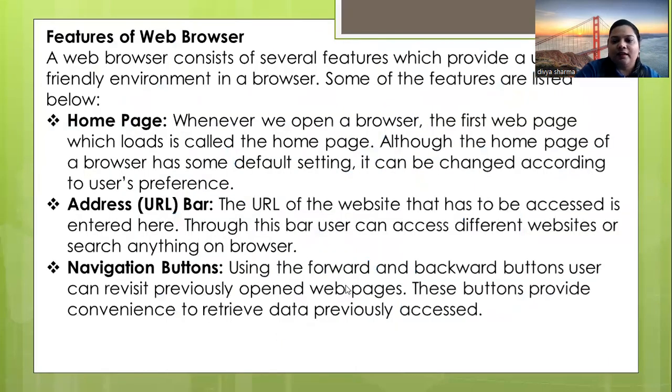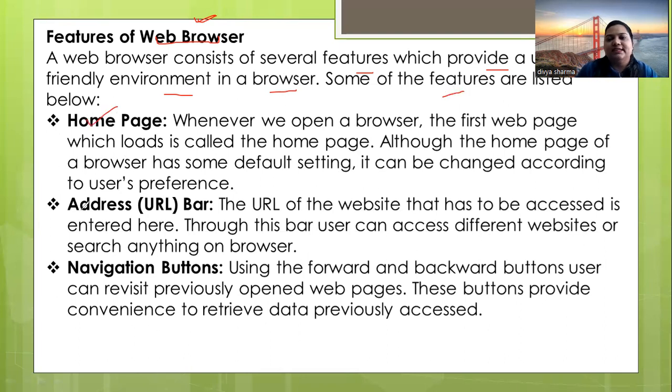What are the features of a web browser? A web browser consists of several features which provide a user-friendly environment. You can see here that a web browser basically provides a user-friendly environment to the user. Some of the features are given below.